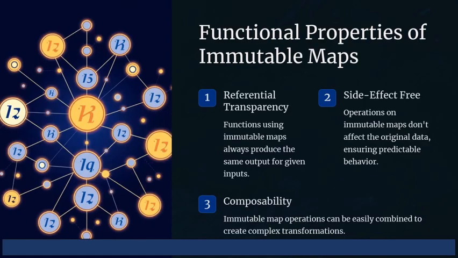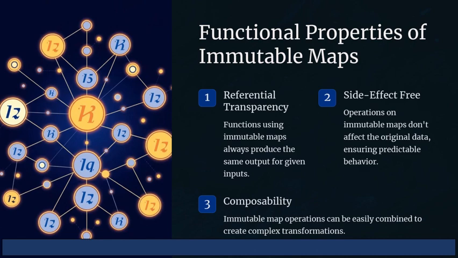Next, functional properties of immutable maps. Here we are going to explain three functional properties of immutable maps. First one, referential transparency. Functions using immutable maps always produce the same output for the given inputs.